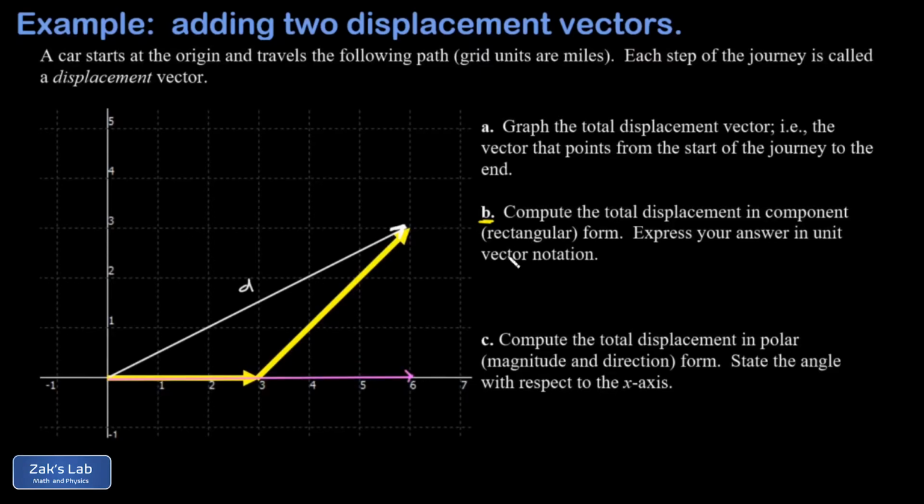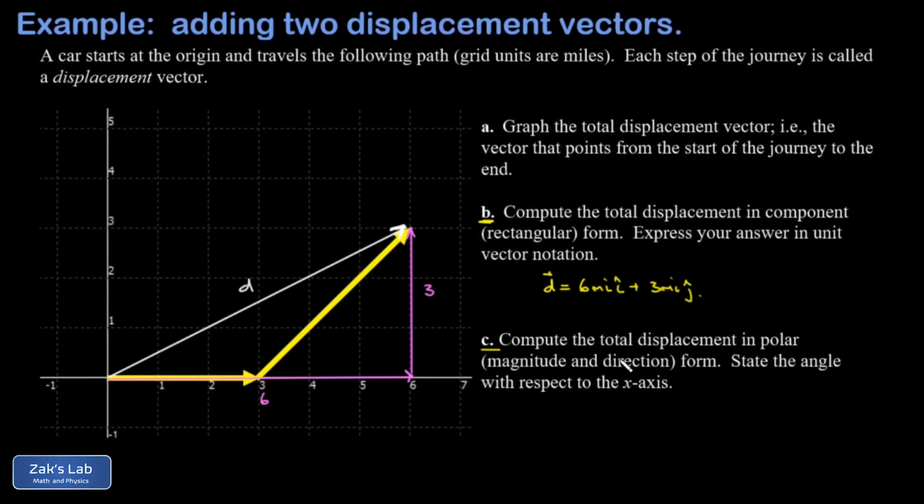The car moved a total of 6 miles to the east, and it moved a total of 3 miles to the north. I'm just counting spaces on the grid here. And so the unit vector notation for that displacement vector D is 6 miles i hat plus 3 miles j hat. In part C, we're asked to get the total displacement in polar form.